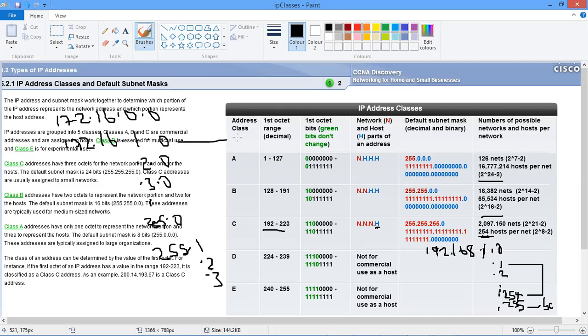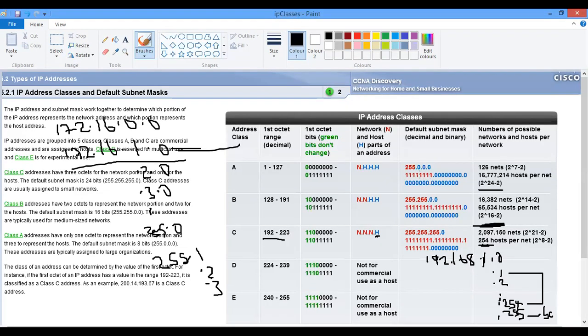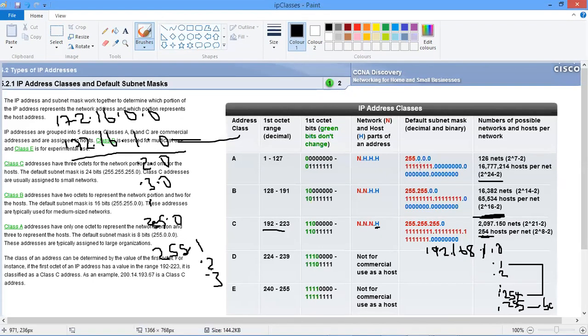So this is the very first valid IP address. 255.255 is the broadcast address. So when you start running from here till 255.254, you have this number of IP addresses per network. That's very important. You get that.